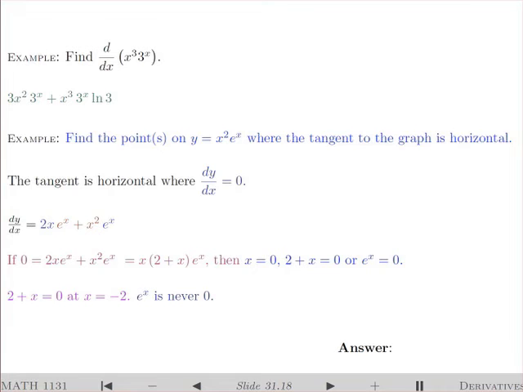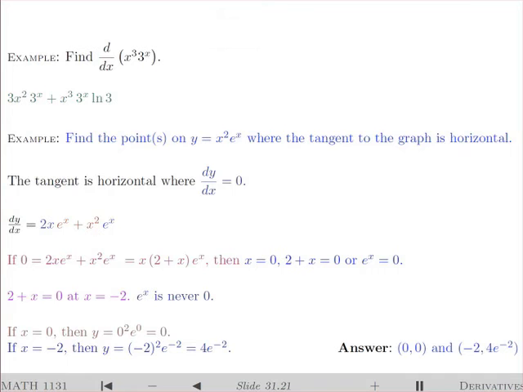But of course I have to find the actual point, including the y coordinate. If x is 0, then y is 0 squared times e power 0, that's 0. If x is negative 2, then y is negative 2 quantity squared times e power negative 2, or 4 e power negative 2. So the points are (0, 0) and (negative 2, 4 e power negative 2).